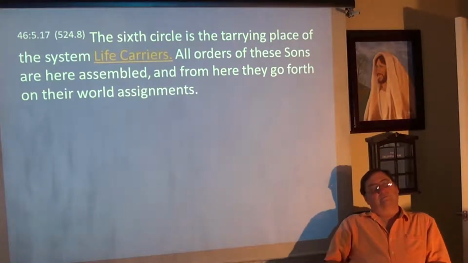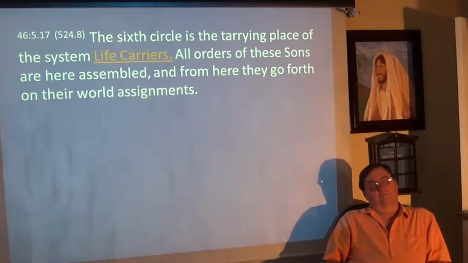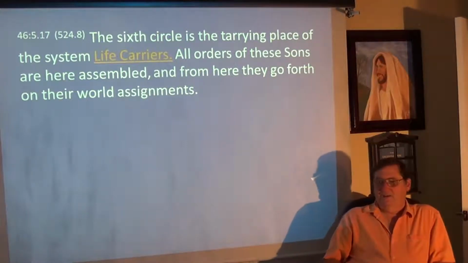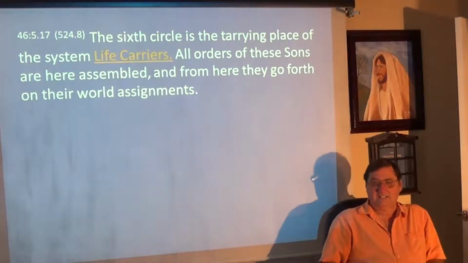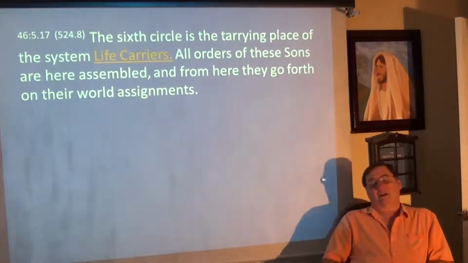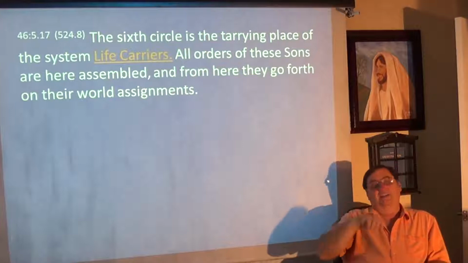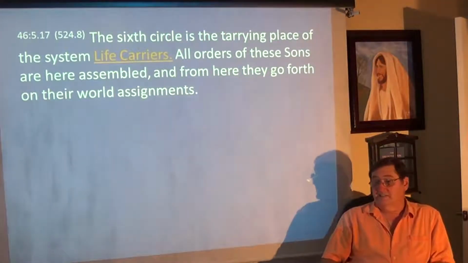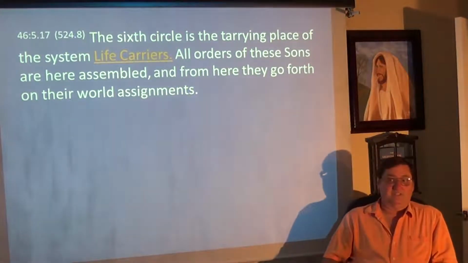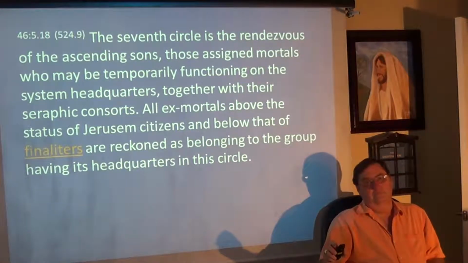The sixth circle is the training place of the system life carriers. All orders of these sons are here assembled, and from here they go forth on their world assignments. All right, notice here is where the life carriers are actually assembled. And remember, the life carriers are assembled in liaison with one of the Ancients of Days. So, does the Ancient of Days come here to do this, or do they do it through reflectivity? I'm not sure. Interesting question.